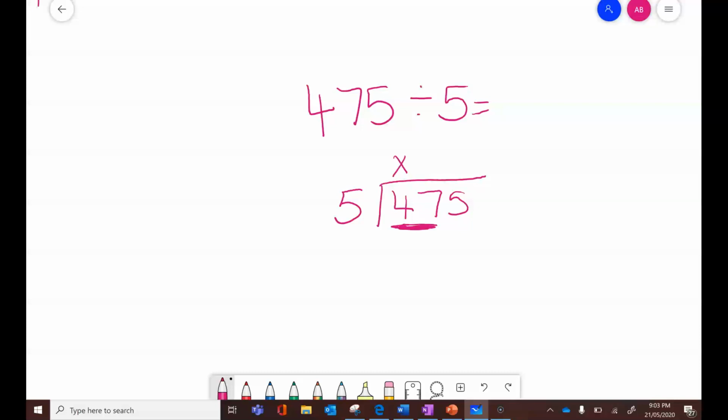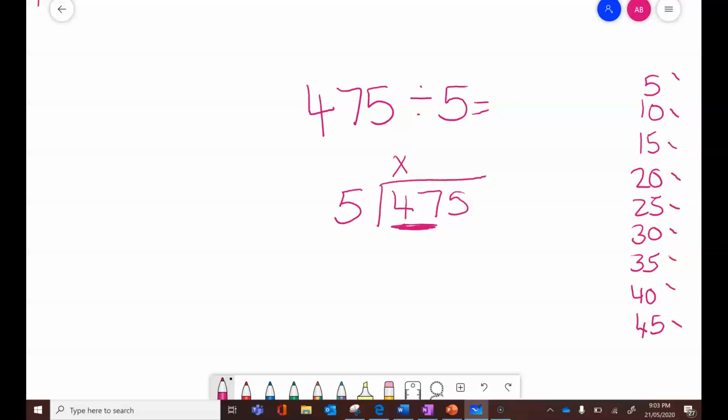So again, you can use your skip counting. 5, 10, 15, 20, 25, 30, 35, 40, and then 45. How many sets of 5 is that? 1, 2, 3, 4, 5, 6, 7, 8, 9. So I've made 9 sets of 5. So I'm going to put that up here. 9 sets of 5. Now I know that 9 times 5 is 45.